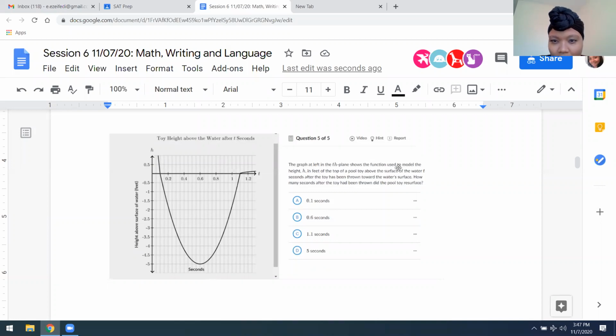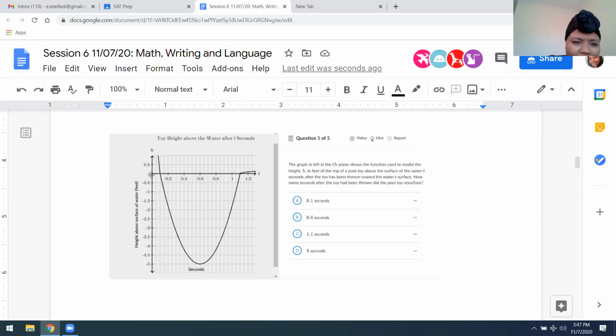Okay, so I'm skimming along. It says use the model height h. Okay, h is here. This is the height. It says height above surface of the water in feet. Okay, so this is height above the surface of the water in feet.